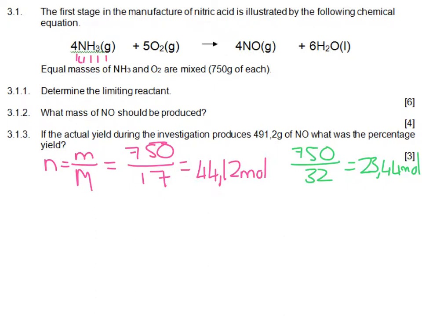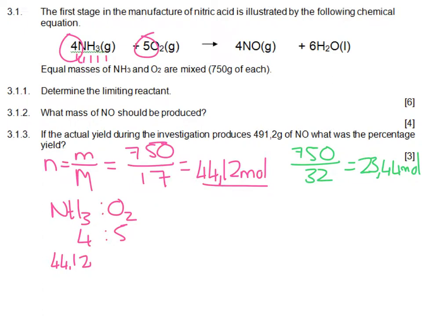Now we're going to do a little ratio. If I have ammonia and oxygen, they are in a 4:5 ratio. And therefore, if I have 44,12 of ammonia, I would require 55,15 of the oxygen. That's not possible.